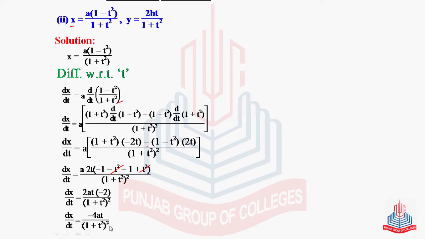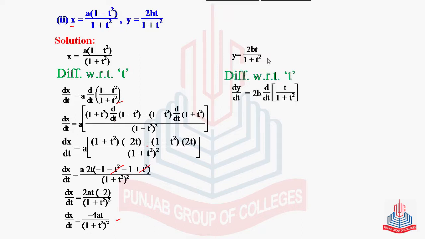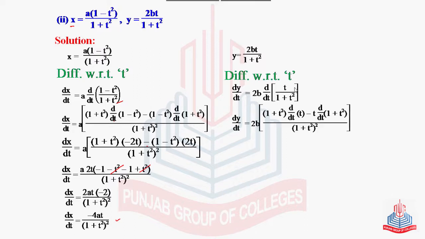So this is actually dx by dt. Now we start differentiating y is equal to 2 into bt divided by 1 plus t square. So differentiate with respect to t. dy by dt on the left hand side is equal to 2b, which is the constant term. The derivative will apply only on the variable portion, which is t divided by 1 plus t square. Again using the quotient theorem, this is (1 plus t square) whole square and 1 plus t square will be as it is. The derivative will apply on the numerator, which is t, minus t will be as it is, and the derivative will apply on 1 plus t square.